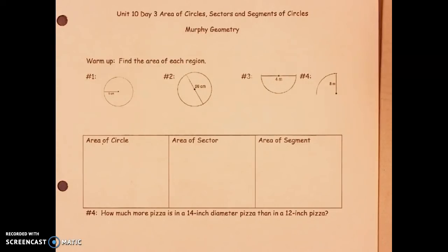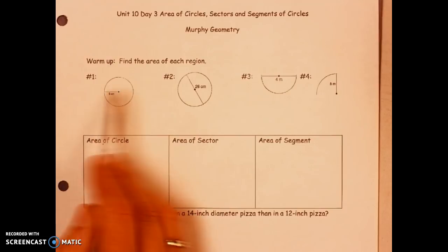Today we are working on day 3, which is area, circles, sectors, and what we call segments. Yesterday our focus was on circumference and arc length, because that was part of the circumference. Today, as I said, our focus is a little bit different, but hopefully you're going to notice some similarities.